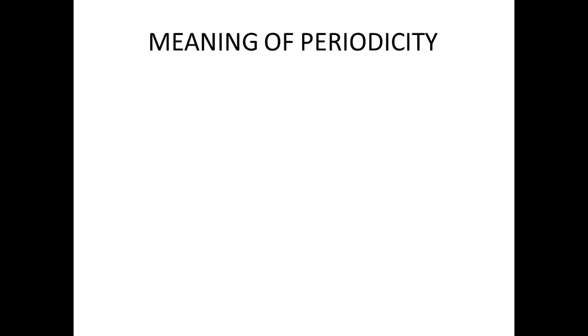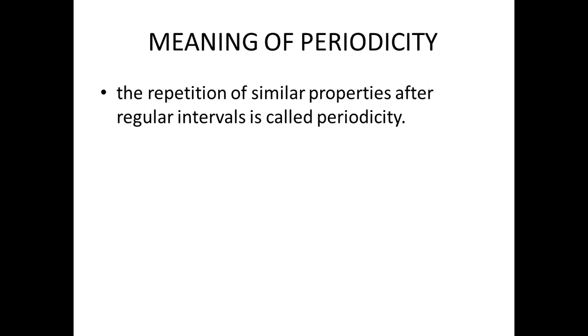Okay. So what is the basic definition of periodicity? The repetition of similar properties after a regular interval is called periodicity. We observe these regular intervals in the periodic table, in the position of elements. If you see the periodic table and the respective positions of elements, we see the repetition of some chemical or physical properties, that is called periodicity.